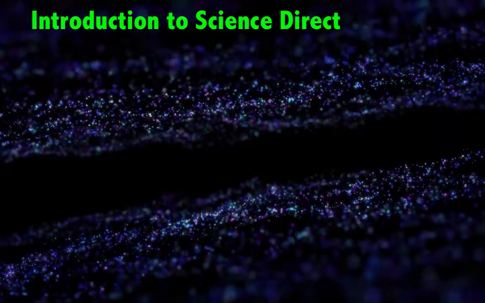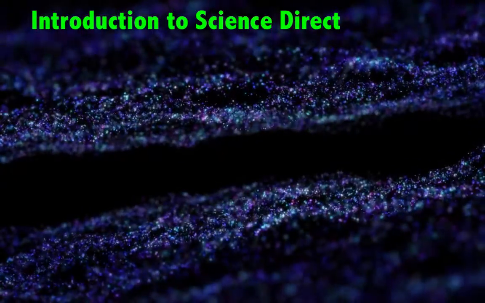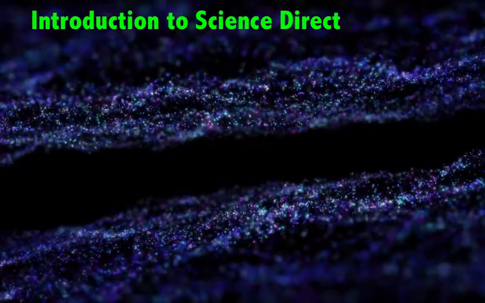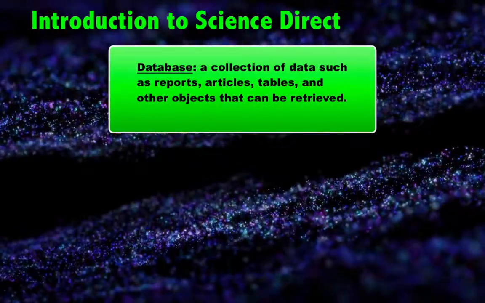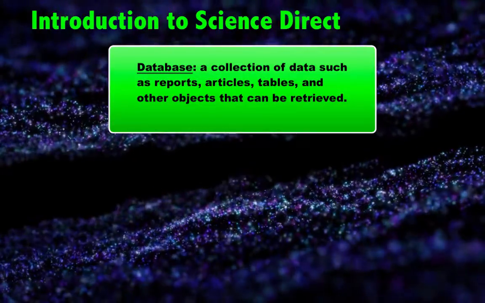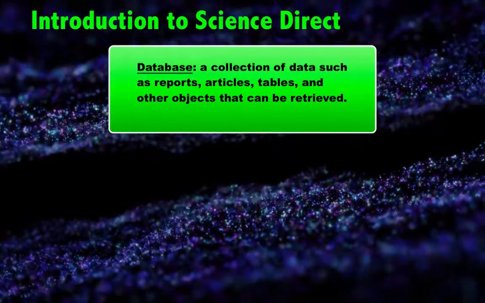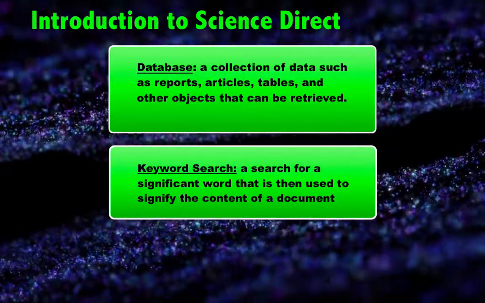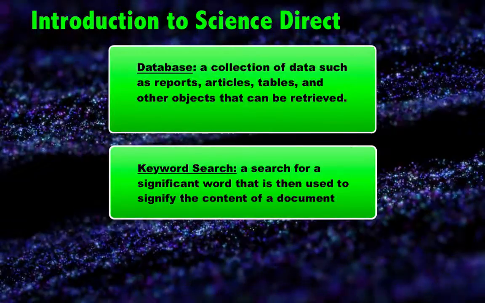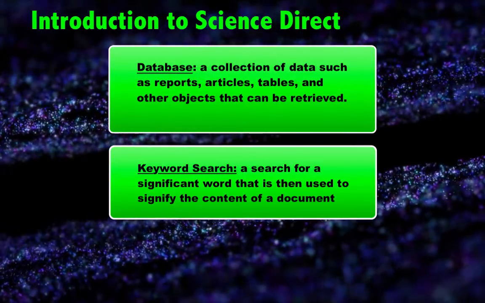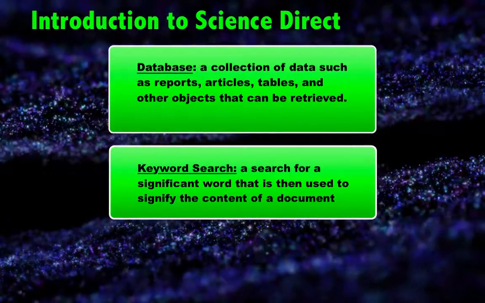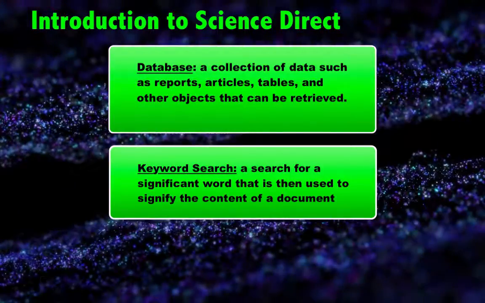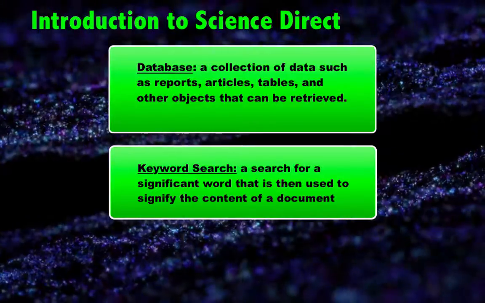Hello, today I will be showing you how to conduct a keyword search in the database ScienceDirect. To start us off, a database is defined as a collection of data such as reports, articles, tables, and other objects that can be retrieved. And a keyword search is a search for a significant word that is then used to signify the content of a document.